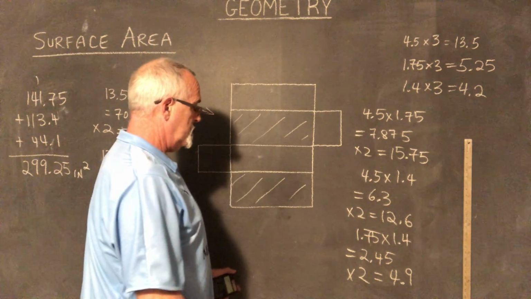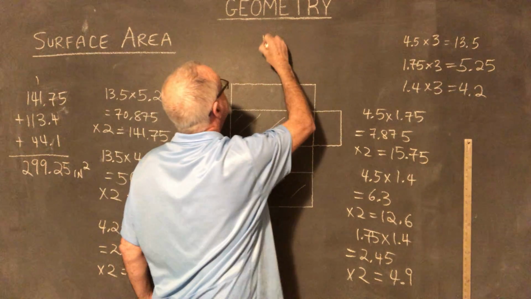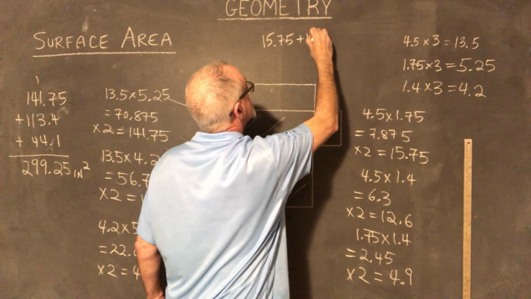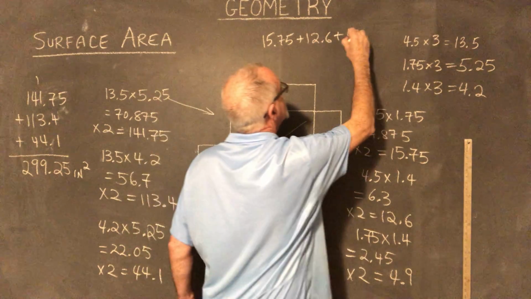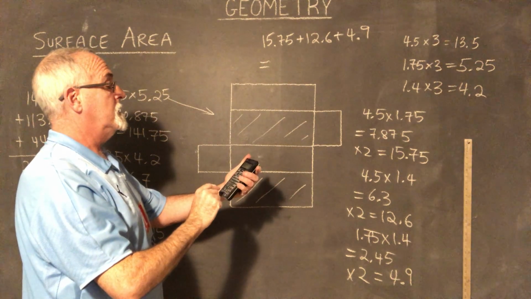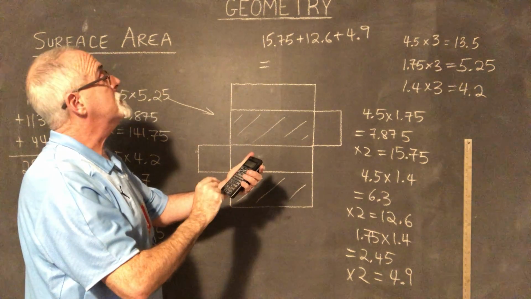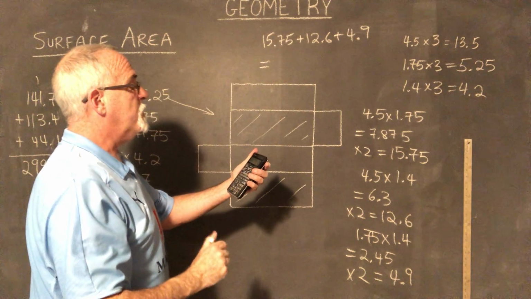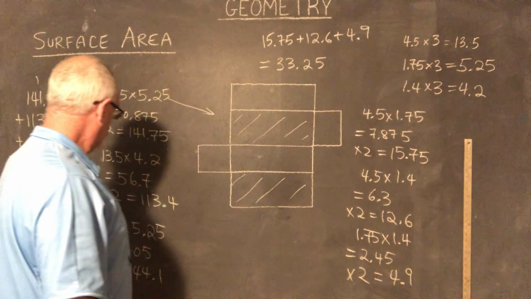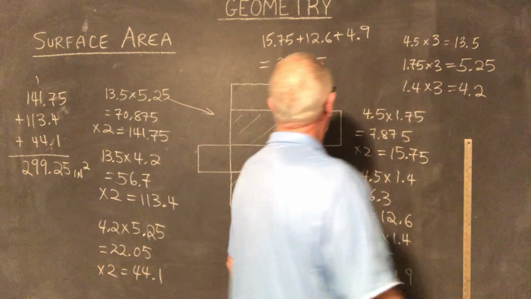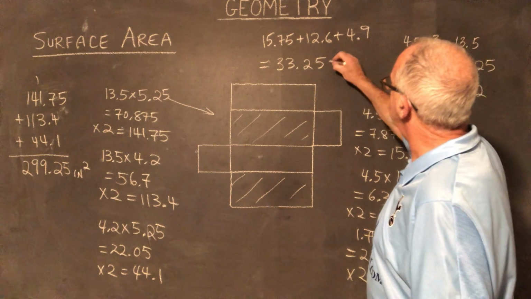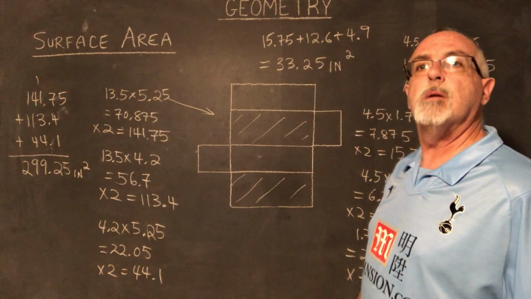Now I'm going to add them together. I'll do it up here. So 15.75 plus 12.6 plus 4.9 equals 33.25 inches squared. And we're pretty much out of time.